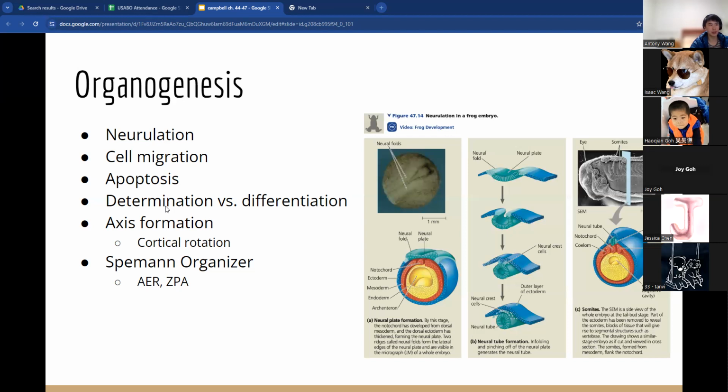So determination might be receiving some cell signals. Differentiation is producing mRNAs, producing proteins, changing cell shape, stuff like that.